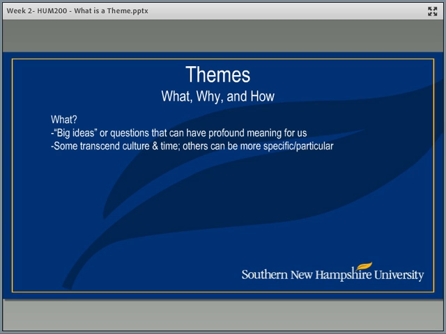One way to look at it is to think about a theme as the big idea or the question that has a profound meaning for us when we look at a work of art, a work of visual art, a work of literature, a work of popular art, even when we look at a movie. If we think about different films and popular books and even television shows out there, what's this common theme that runs through all of them that tends to have a profound impact on us as people?